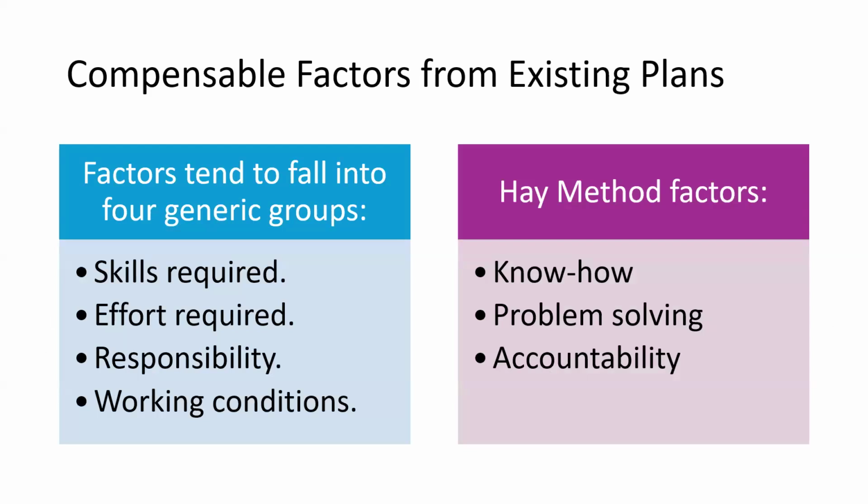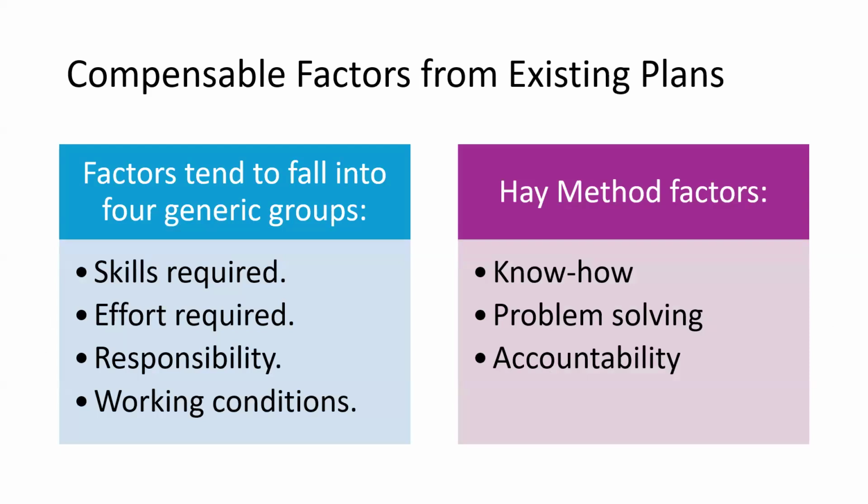So generally, across the different kinds of compensable factors that organizations choose, they tend to fall into these four generic groups on the left here. Compensable factors are created around the skills required to do a job, around the effort required to do that job, around the responsibility for either people or things such as projects that people might have in their jobs, and then their working conditions.